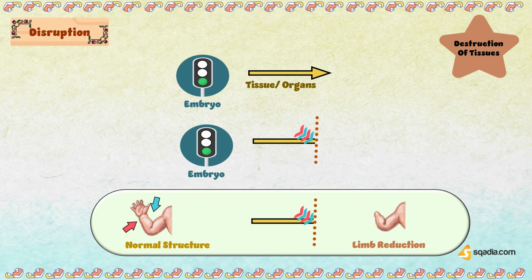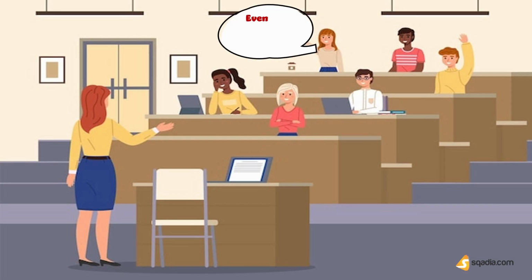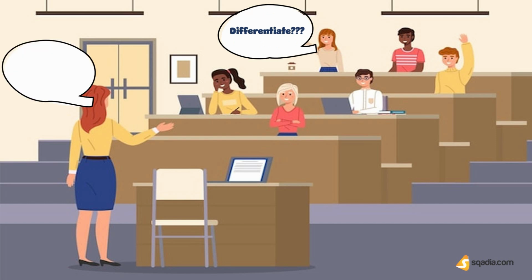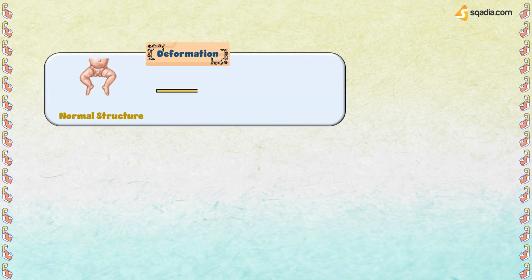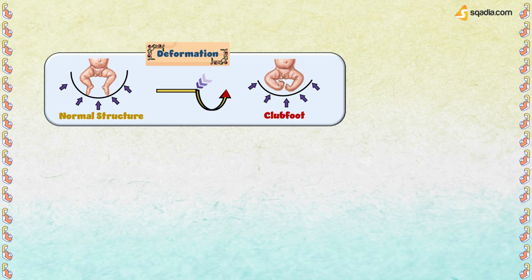Ma'am, events of deformation and disruption are same. Then, how can I differentiate between deformation and disruption? Well, Jenny, consider examples of deformation and disruption. When the structure forming normally, intrauterine force acts. As a result of the intrauterine force, one of the deformations rises, called as clubfoot.